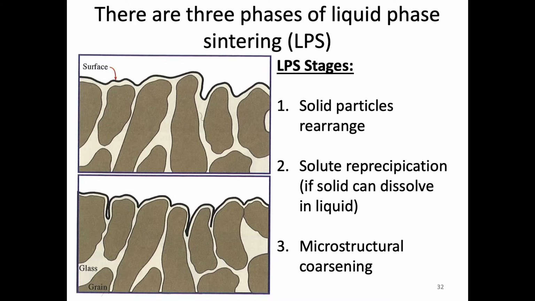Okay, so just like with solid state, we're going to look at the stages that we have, and you might have seen that already on the plot in the previous slide. The first one is solid particle rearrangement. We talked briefly about that, and we'll talk more about it. The second one is solute precipitation. This is where things dissolve in the liquid and then can re-precipitate elsewhere. So we basically have liquid diffusion. And then microstructural coarsening. This is basically the grain growth and similar types of growth that we see in solid state sintering. So those are our three steps.